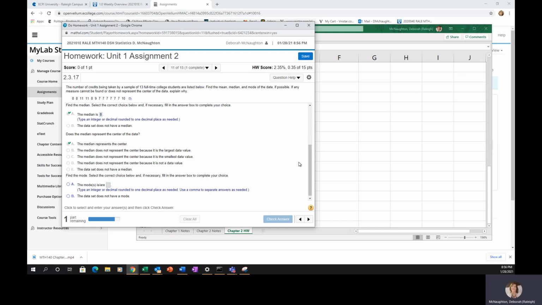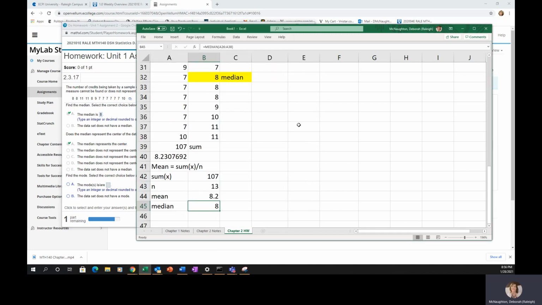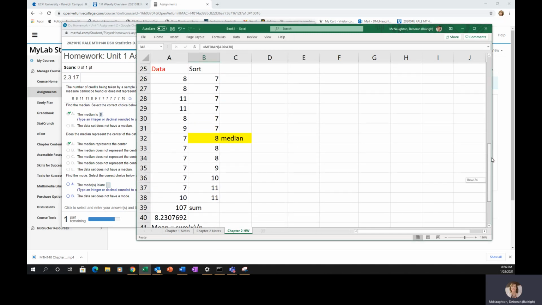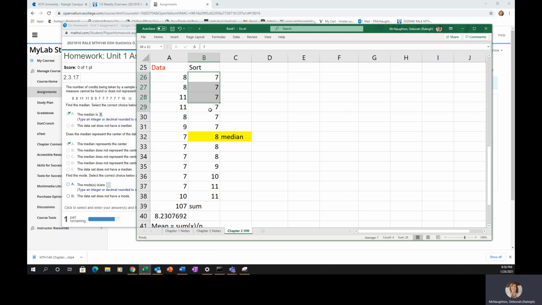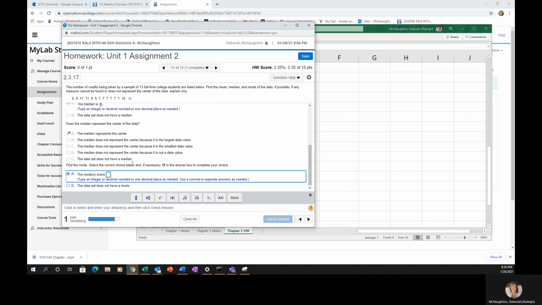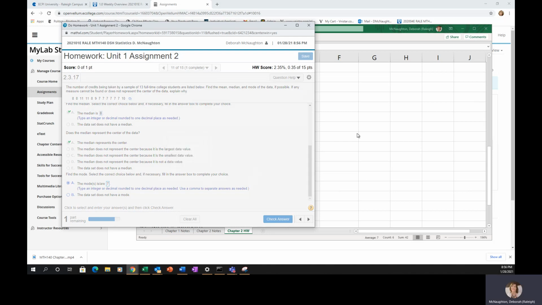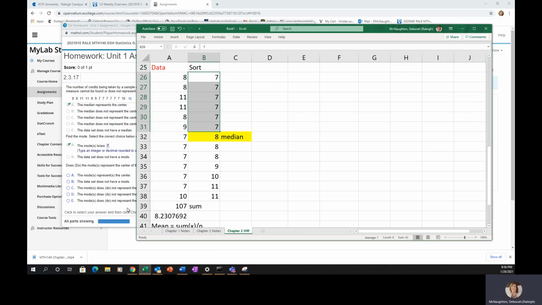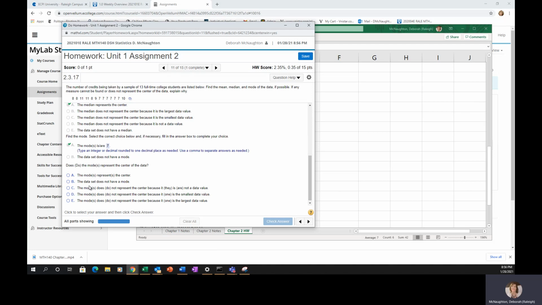Okay, and then the mode is the value that appears the most. So if you look up here, the value that appears the most is 7. It appears 1, 2, 3, 4, 5, 6 times, and 8 appears 3 times. So the mode is 7. And 7 is the minimum value. So the mode is the smallest value, so it's not the center.